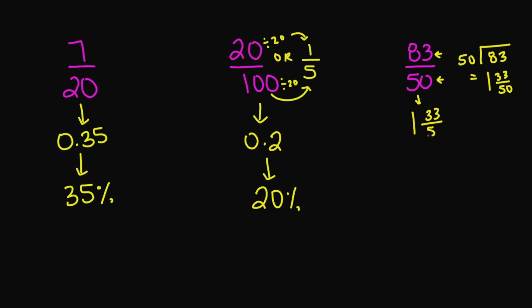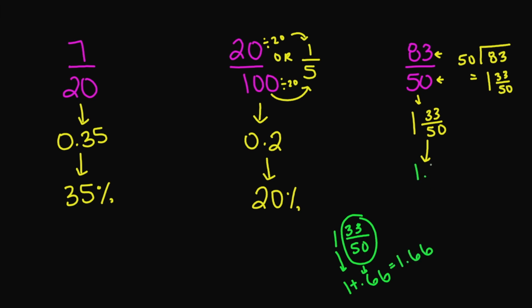How do I turn this into a decimal? As a decimal, so you have your 1 and 33 over 50 here. When you divide, this is going to give you 0.66. However, we do have a whole number here that we need to include in our answer. So 1 plus your 0.66, this is going to be 1.66. So as a decimal, you're going to get 1.66.